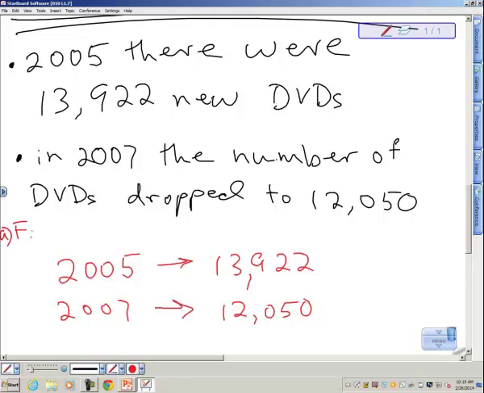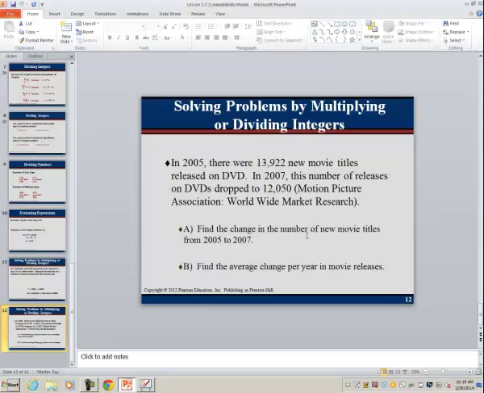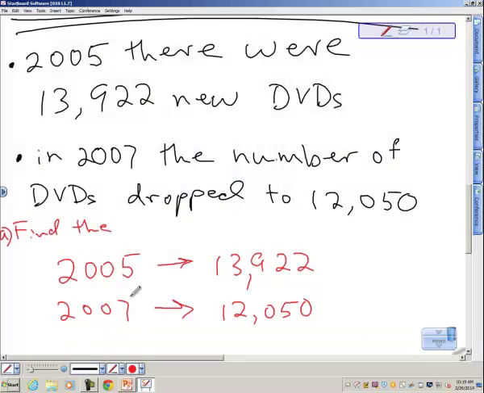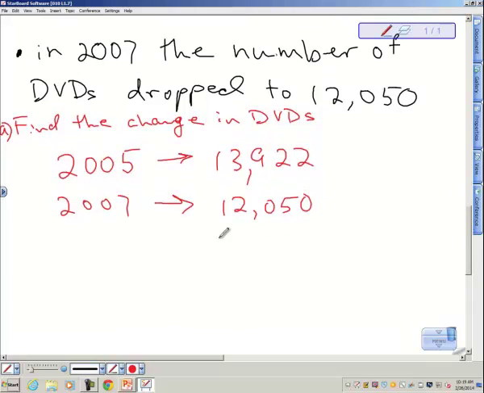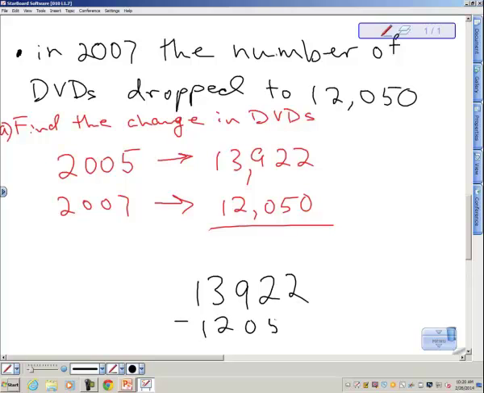Okay, we want to find the change. Part A, find the change. So, what are we going to do here? Subtract, that's right. We're going to subtract. Okay, so we have to borrow, right? So I'm going to rewrite this down here. Minus 12,050.